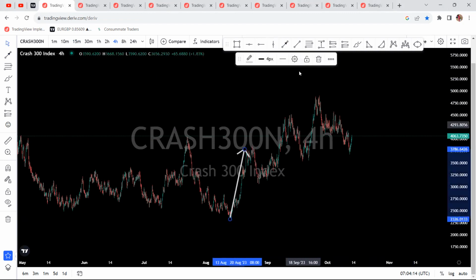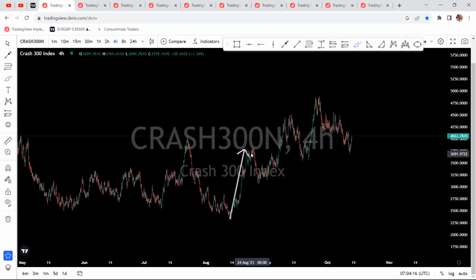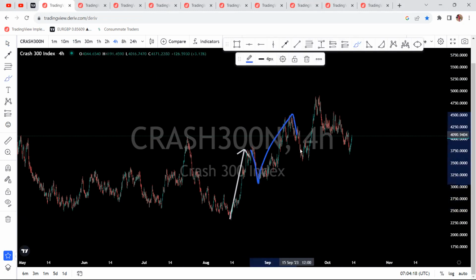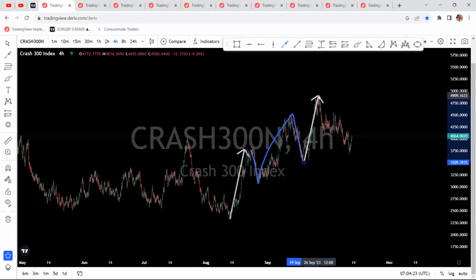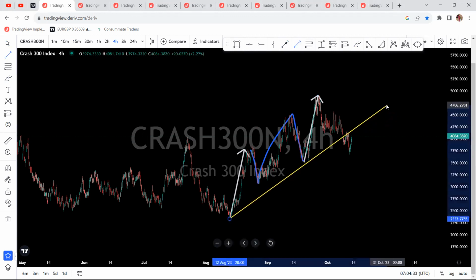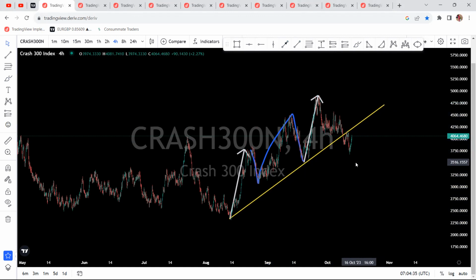So this is a corrective structure. After this corrective structure, the market took another up. From here, this is one impulse, correction, impulse. So now we see the market has broken this counter trend line. Obviously, it has broken this counter trend line. Now, because this has broken this counter trend line, this is now a mono wave.